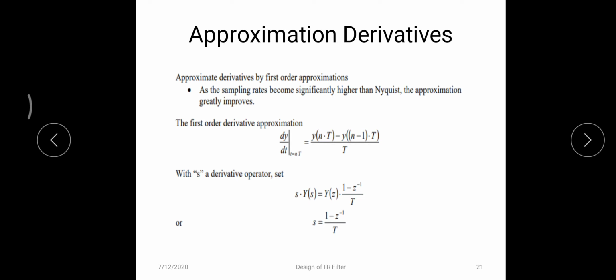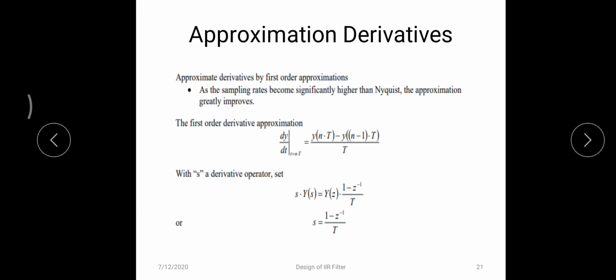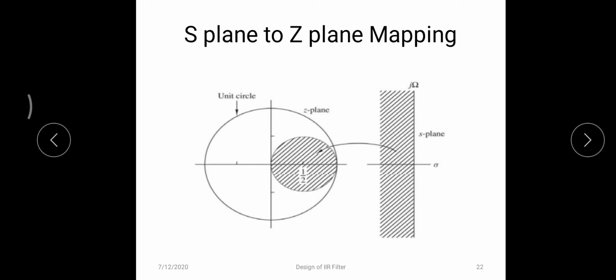Then we can write s into Y of s is equal to Y of z into 1 minus z inverse divided by T. By comparing with the analog transfer function, s can be written as 1 minus z inverse whole divided by T. Now this is the relationship between analog frequency and digital frequency under approximation of derivatives. Now we can see the mapping between the s plane and z plane for approximation of derivatives. The right side part indicates the s plane mapping, the left side part indicates the z plane mapping. If I take analog frequency and digital frequency, it is completely mapped within the radius of 1 by 2.